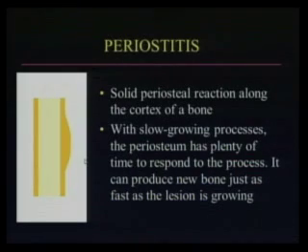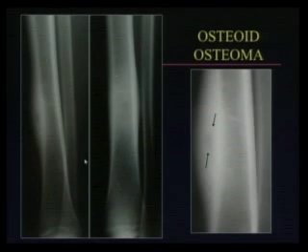Okay, so what pattern is this? Solid, right? So you have thickening of the cortex. This is a slow growing process. The periosteum has a lot of time to deposit calcium here. Very good. So this is an example of benign periosteal reaction. This is an osteoid osteoma. In the osteoid osteoma, you have cortical thickening and a lucent area that is called the nidus. Here you can see the nidus and cortical thickening.